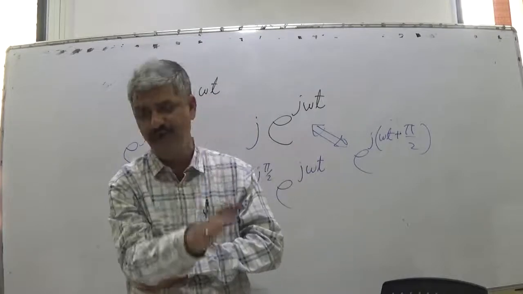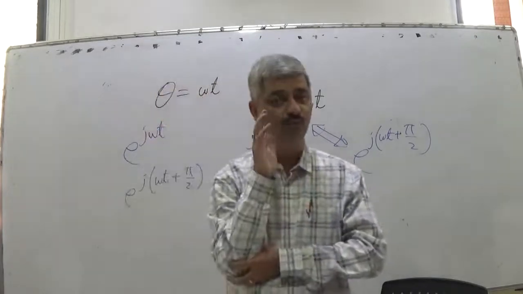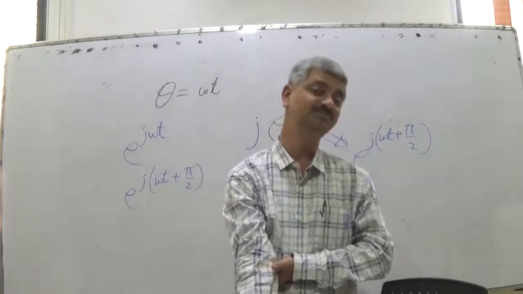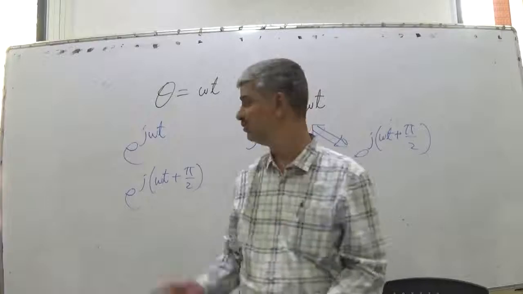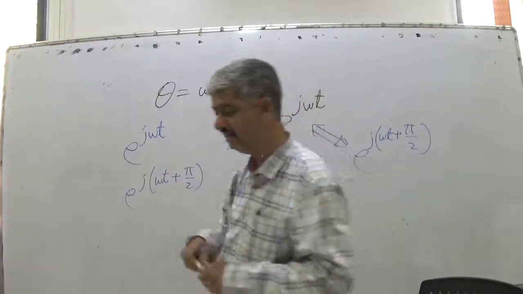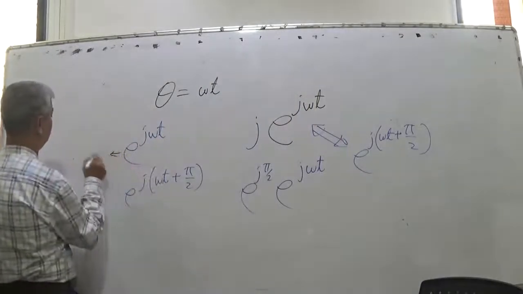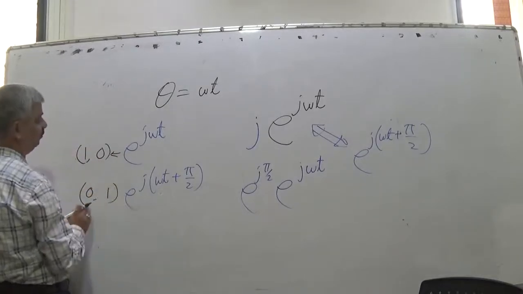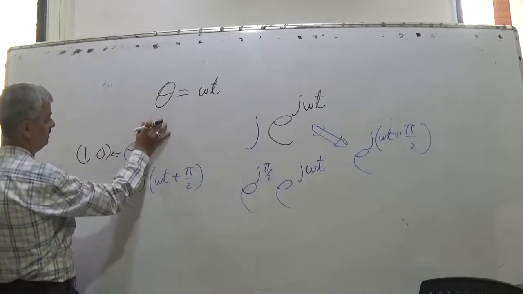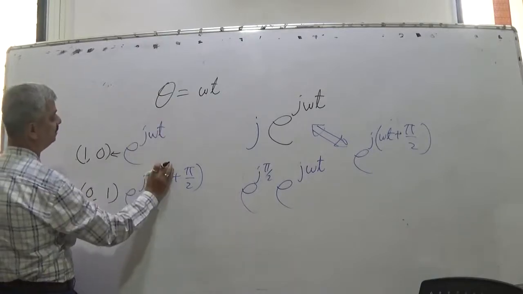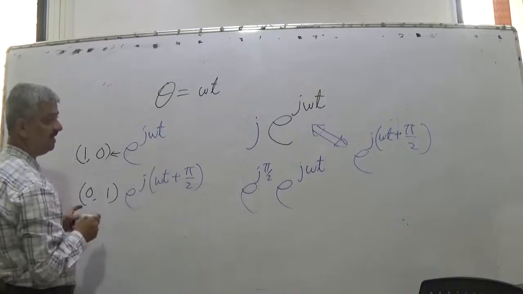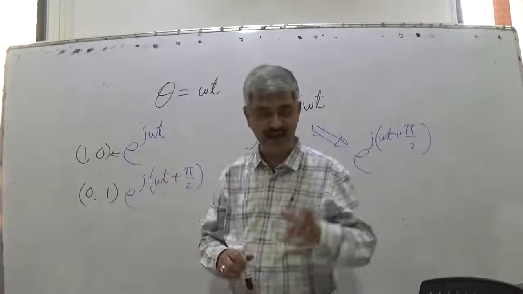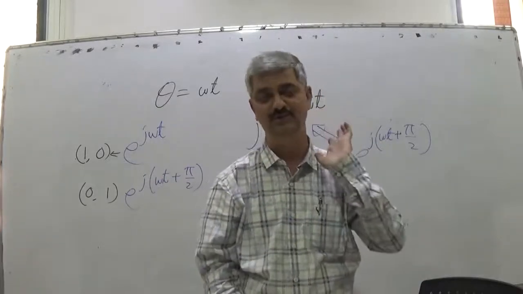Both are the points rotating in anti-clockwise direction with an angular speed of omega on unit circle, but these are different because at t equal to 0 the position of this point is different. At t equal to 0 this point starts from 1, 0 and this point starts from 0, 1. When this is 0, it is e raised to 0, that is 1, 0. When this is 0, it is e raised to j pi by 2, and e raised to j pi by 2 is the point on y-axis, 0, 1. So these are points with different starting position.